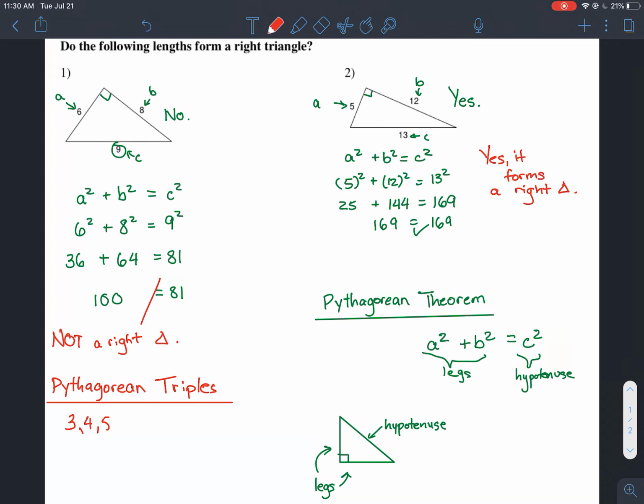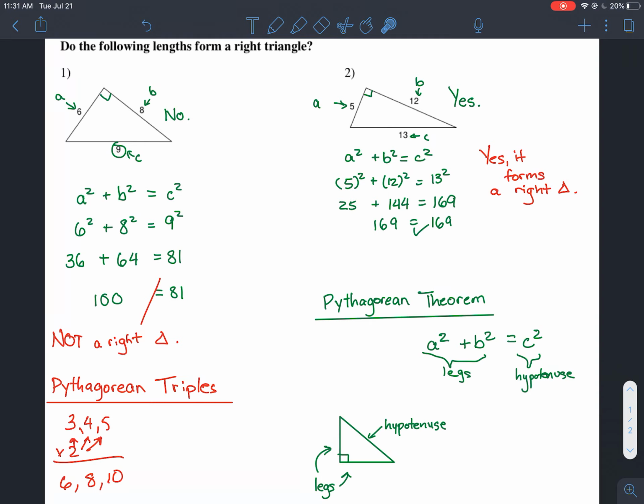Now, it seems awfully close, but if we multiply this out by 2, so each of the numbers by 2, we get 6, 8, and 10. Now, we almost had that up here in number 1. We had 6, we had 8, but because this did not satisfy the triple, which is the 10 down here, I knew that it could not form a right triangle.